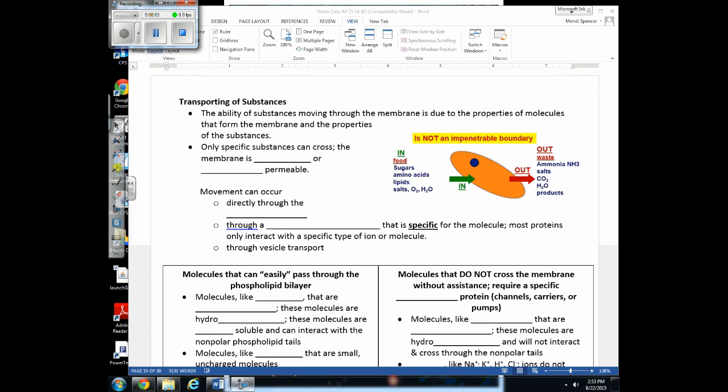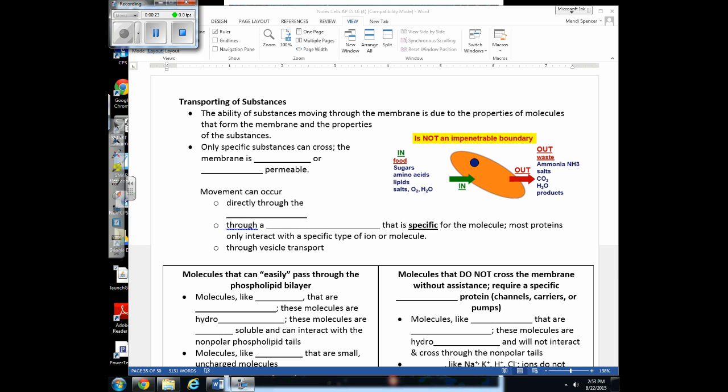In this lecture, we're going to talk about transporting molecules across the membrane, like through diffusion, osmosis, facilitated diffusion, etc. And then we're going to focus more on osmosis, the movement of water, and how solutes can affect the movement of water in and out of the cell. So we're going to talk about hypertonic, hypotonic, and isotonic solutions.